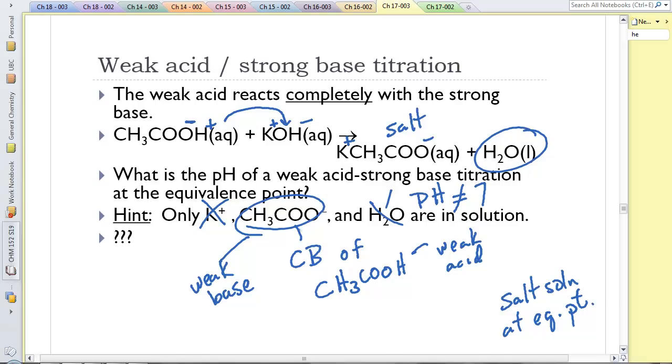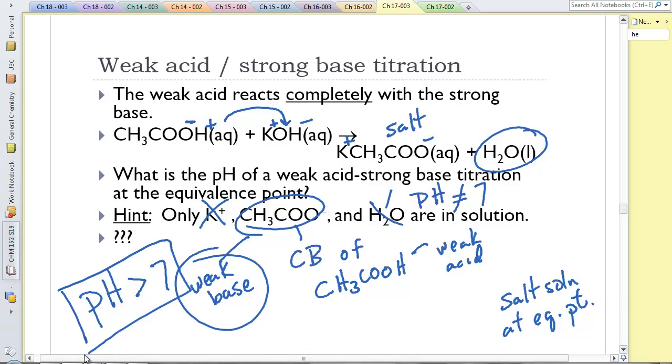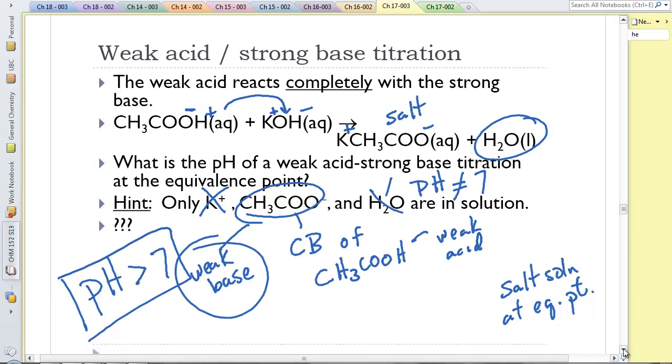It's the conjugate base of a weak acid, and that is a weak base, so the pH will be, and this is just in general, I'm not asking for a number, is it less than 7, equal to 7, or greater than 7? Yeah, this is a weak base. pH will be greater than 7 at the equivalence point. Okay, so you need to know why. So weak acid, strong base, pH is greater than 7, you can memorize it.